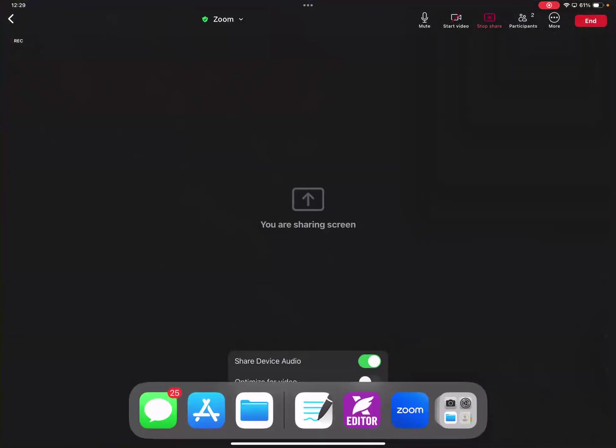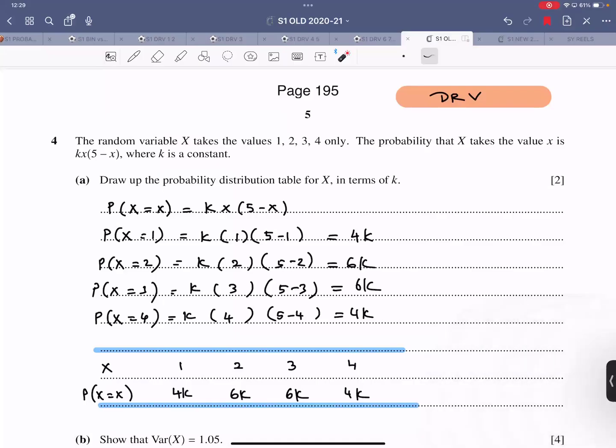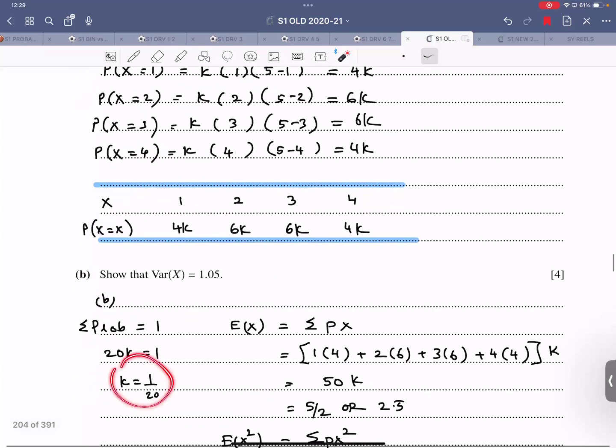Yeah, it's all right. So now over here, we put 1 and we get the probability in terms of k. Plug in 2, plug in 3, plug in 4. So 1, 2, 3, 4 only. That means all these 4 probabilities should add up to 1. So the value of k comes out to be 1 over 20.